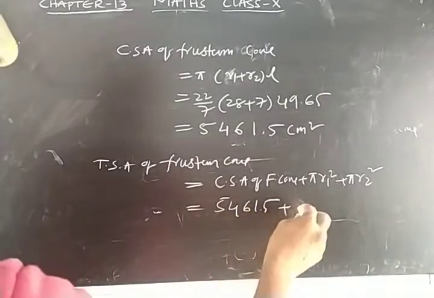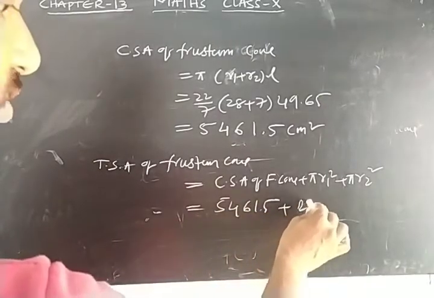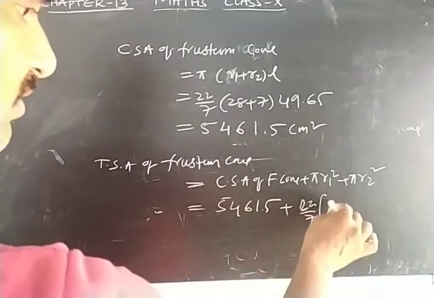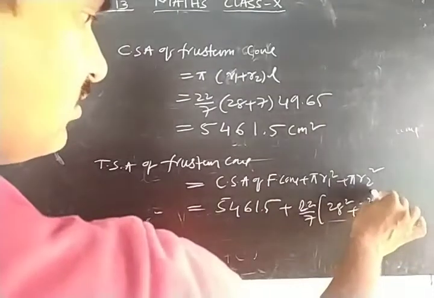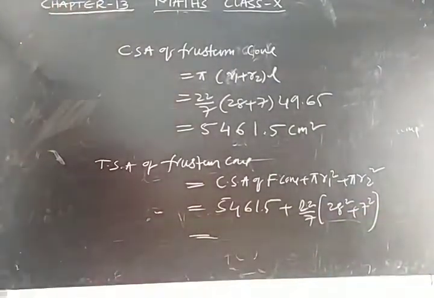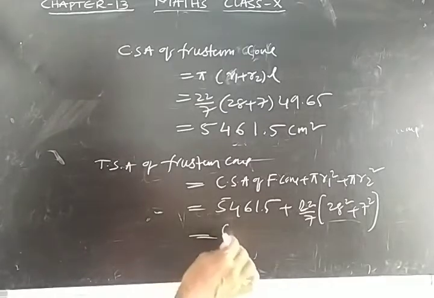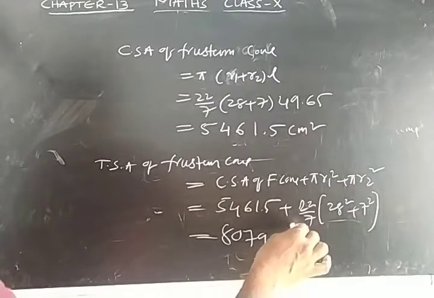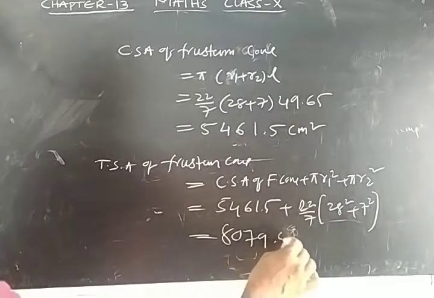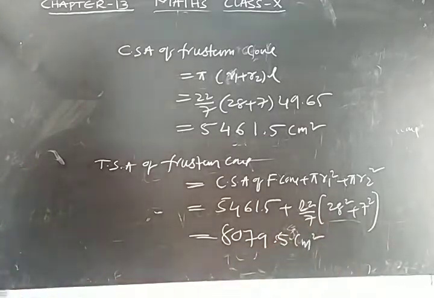5461.5 plus pi r1 square plus pi r2 square. I am taking pi common, which is 22 by 7, times r1 square, 28 square, plus r2 square, which is 7 square. After simplification, you will get 8079.5 centimeter square. Right? This is the TSA of the frustum.